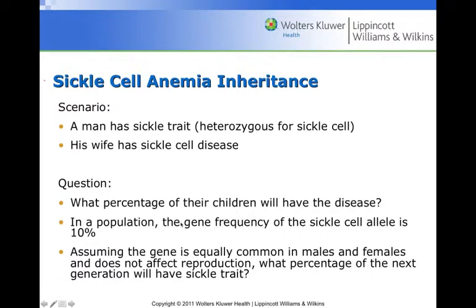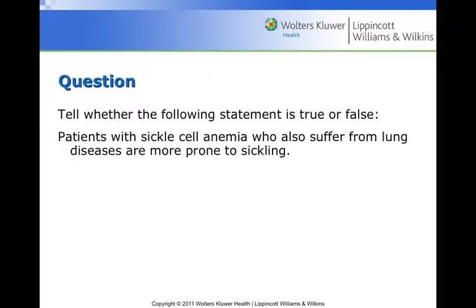So they talk about some additional things. In a population, the gene frequency of the sickle cell allele is 10%. And so what does that mean? Why would something that causes a problem be so common? And the answer, again, is that individuals with sickle cell trait have greater resistance to malaria. That's what they're talking about here: this heterozygous carrier of the disease exists in greater numbers because of their resistance to malaria.